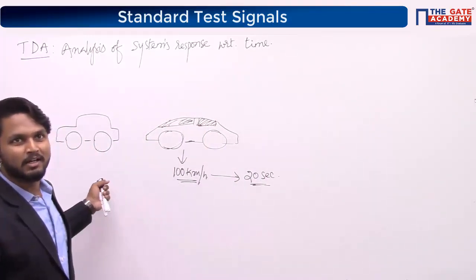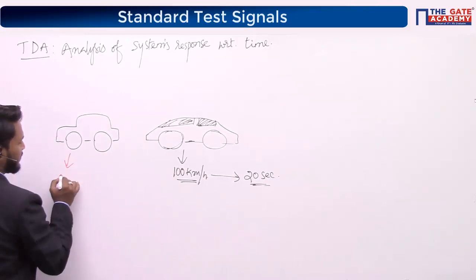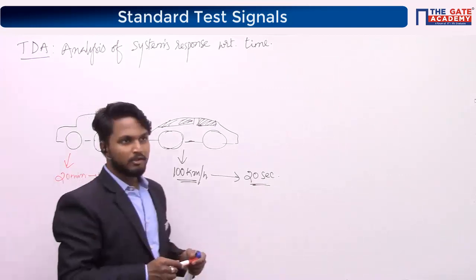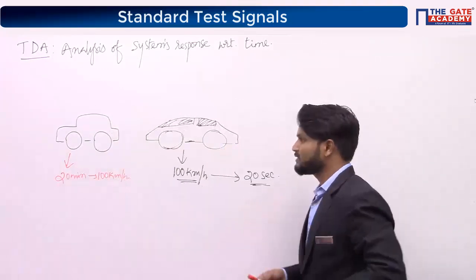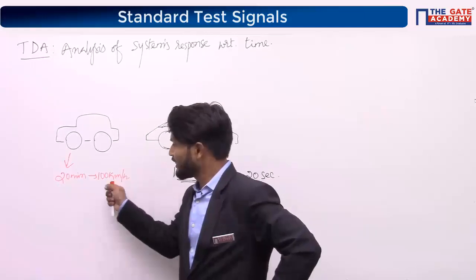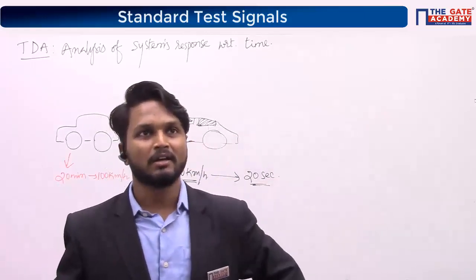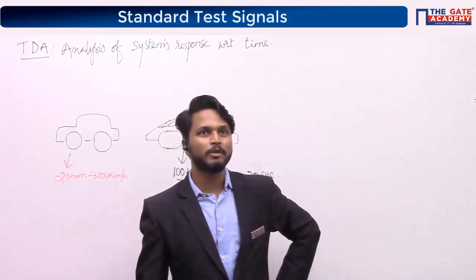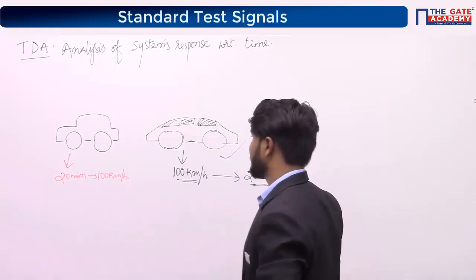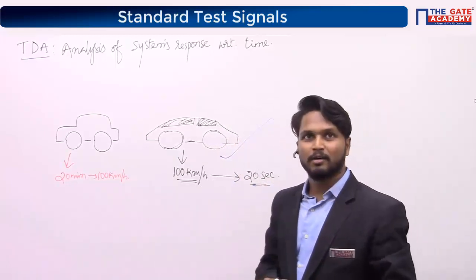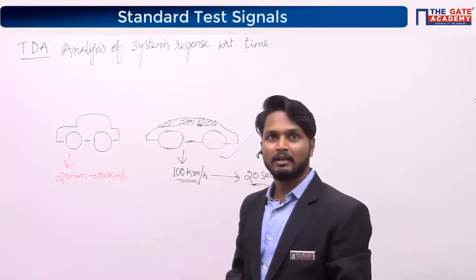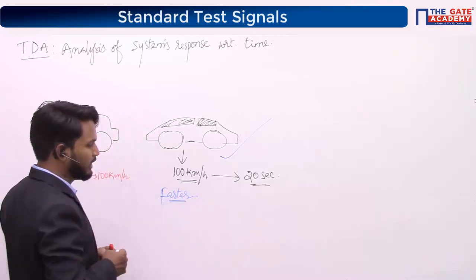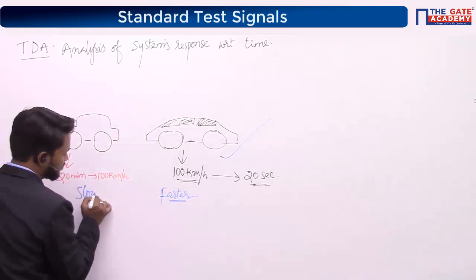Whereas this car requires at least 20 minutes to reach 100 kilometers per hour. So this requires only 20 seconds to reach 100 kilometers per hour, and this requires 20 minutes, right? If money is not a constraint, which car will you prefer? You will prefer this particular car because it is faster. Whereas this car is slower.